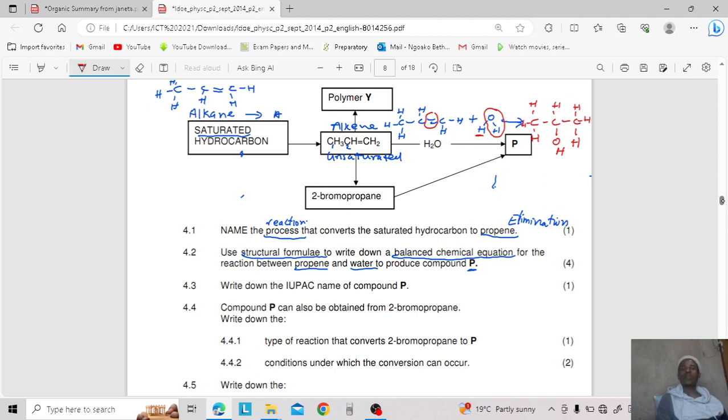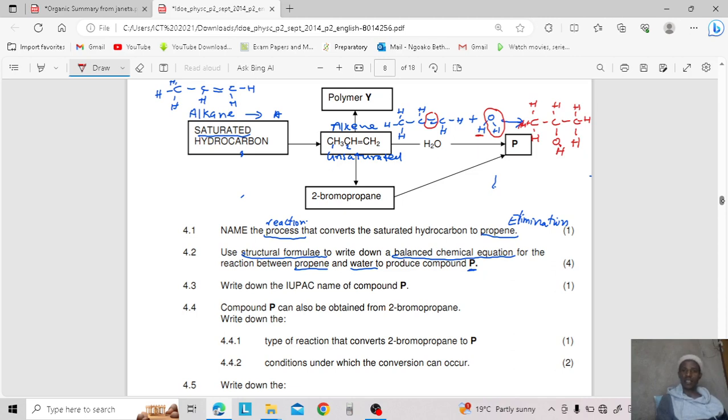So this is what we have. And is it a major product or a minor product? Always we write the major product. So this is our major product of the alcohol that will be formed. Oh, there must be a bond here. Right, this is the structure that we have.